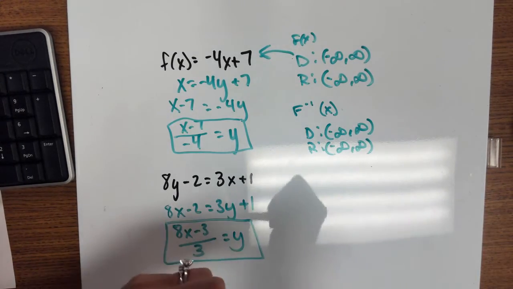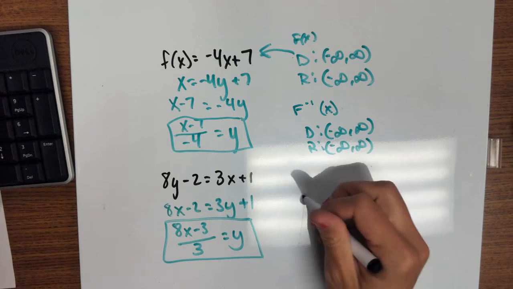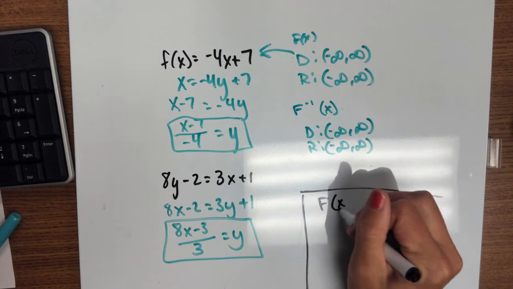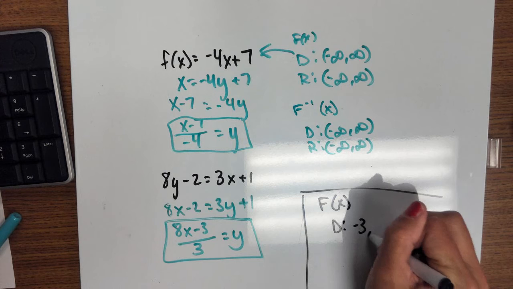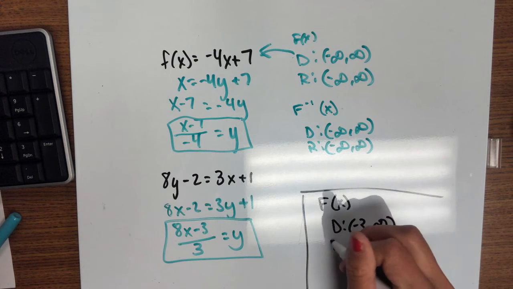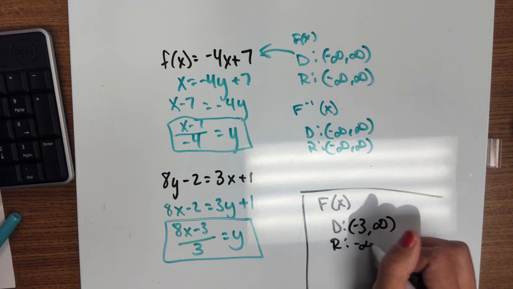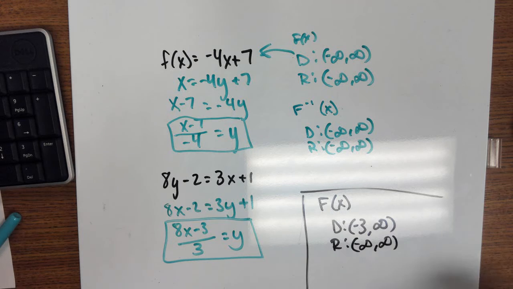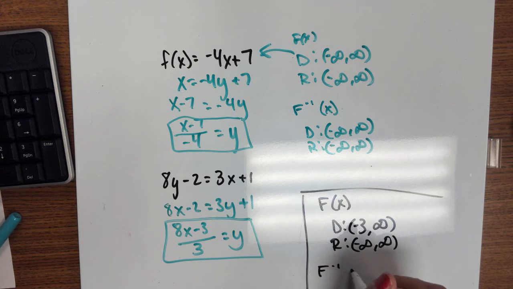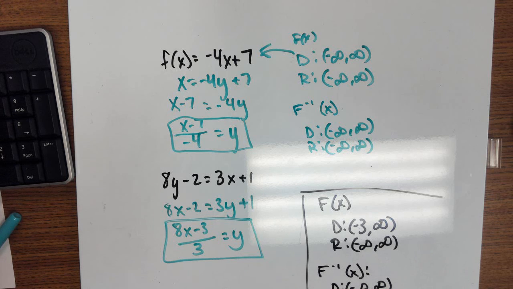So let me make another example real quick. Let's say my original function had a domain of negative 3 to infinity, and my range was negative infinity to infinity. I'm just making these up. The inverse would have a domain of negative infinity to infinity because that's the old range, and the range would now be negative 3 to infinity because that was the domain.